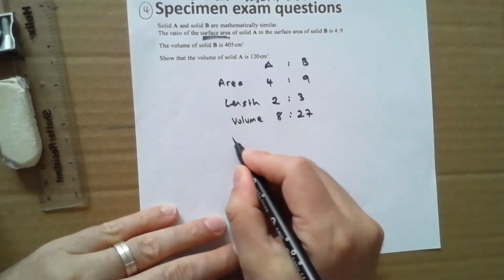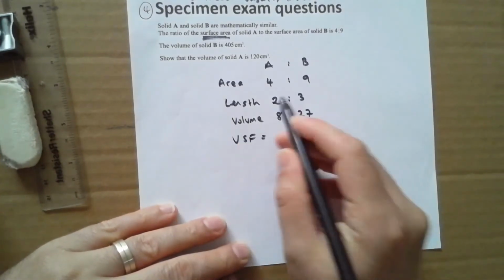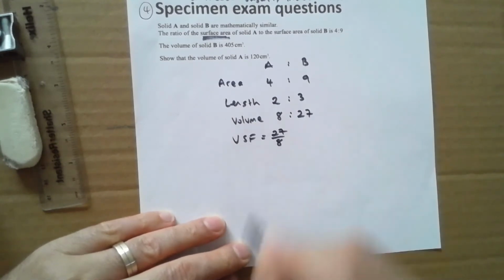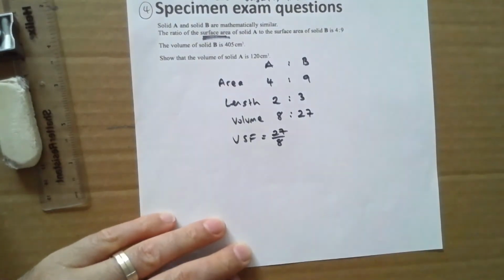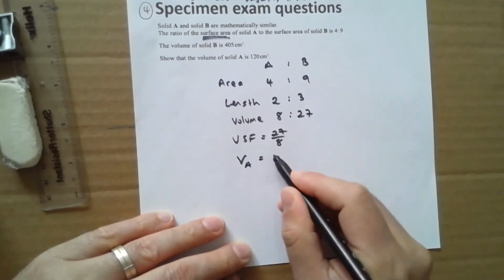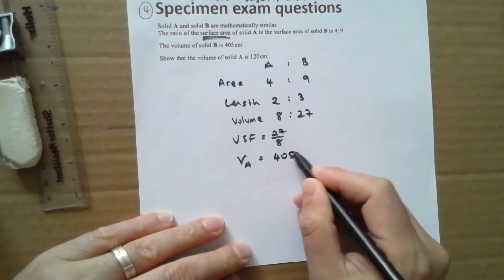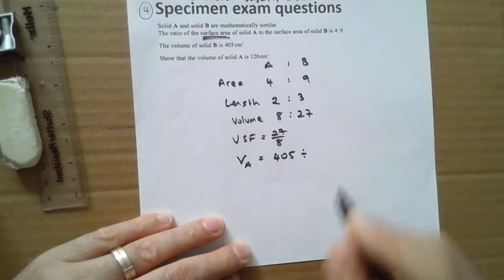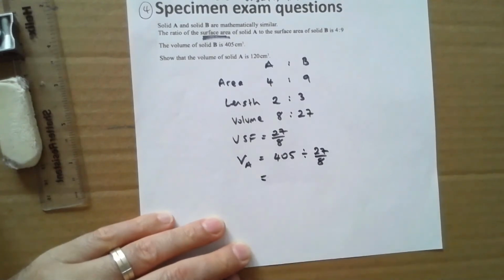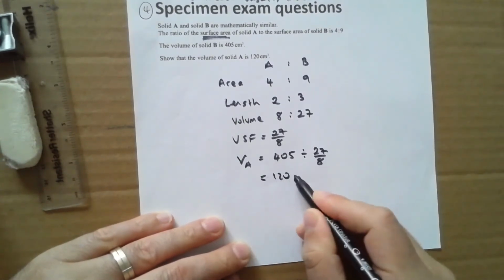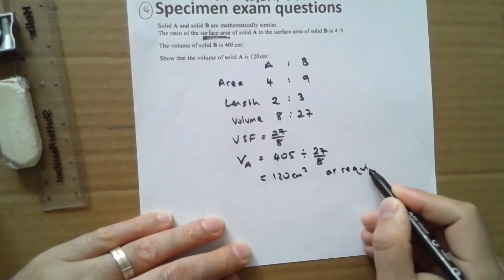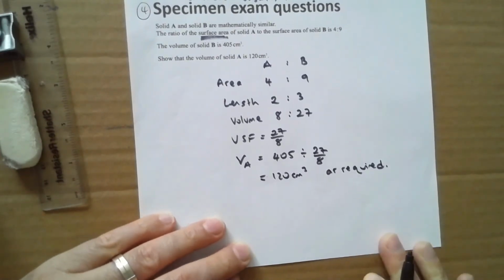So as a scale factor, the volume scale factor from A on to B must be 27 divided by 8. Therefore the volume of solid A has to be the volume of solid B divided by the scale factor, which is 120 cubic centimeters as required.